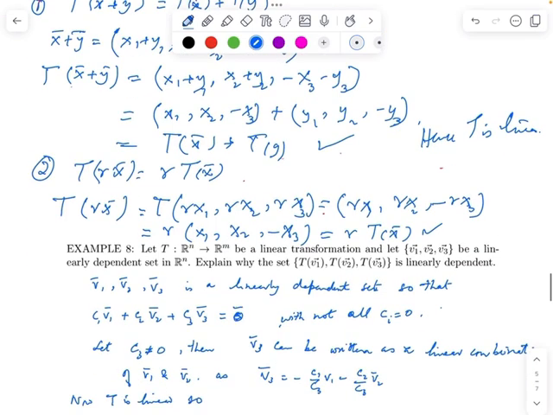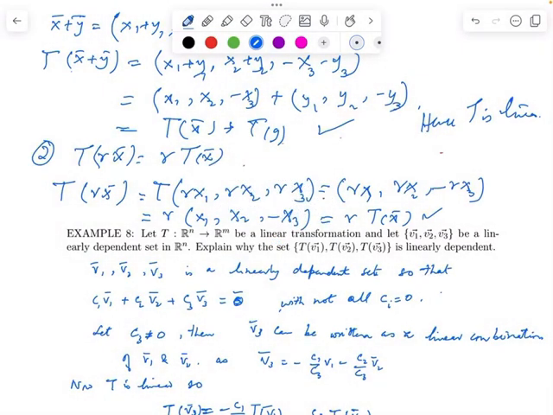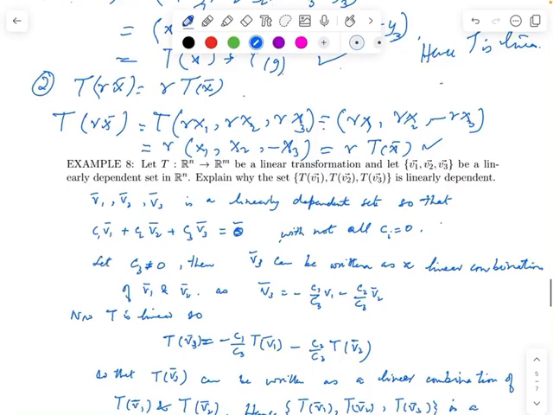The last problem here says let T be a transform from Rn to Rm, and let it be a linear transform. And then we have three vectors, and we are given that they are linearly dependent in Rn. So now the question is, explain why the set T of v1, T of v2, and T of v3, which means the images of these vectors in the codomain, why are they linearly dependent?